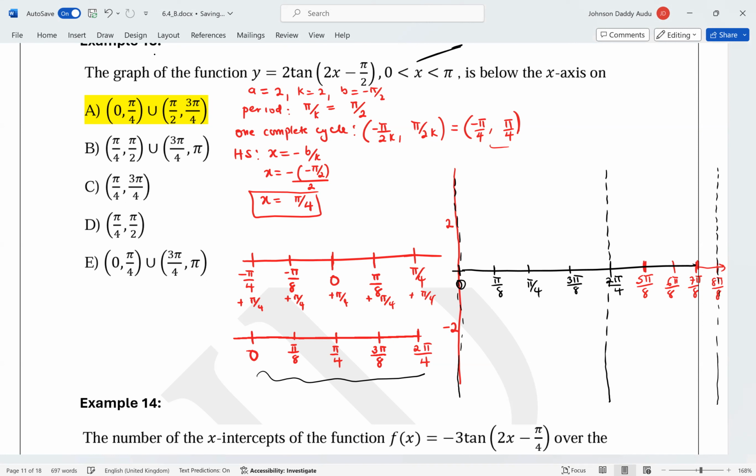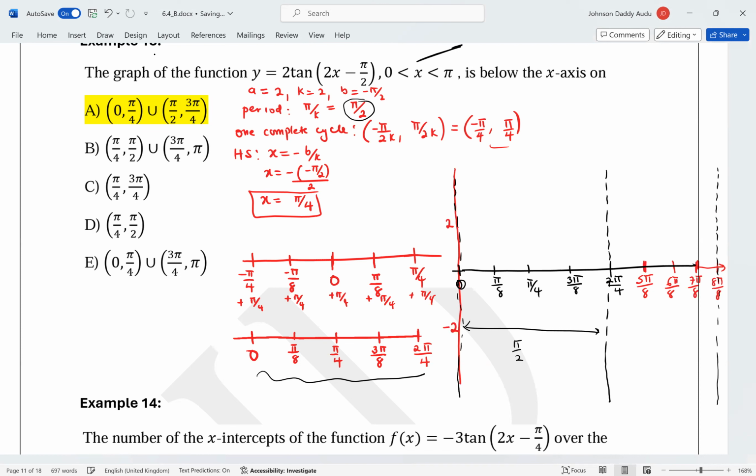Now, try to see. You will realize that the period has not changed. Remember, what is our period? Our period is pi over 2. And you can see, what is the distance here to here? This is 2 pi over 4, which is pi over 2 minus 0. So this is pi over 2.